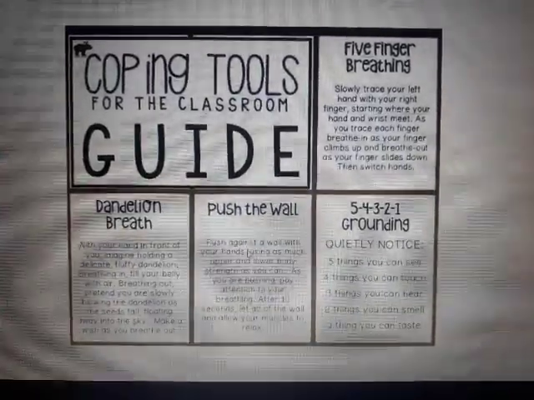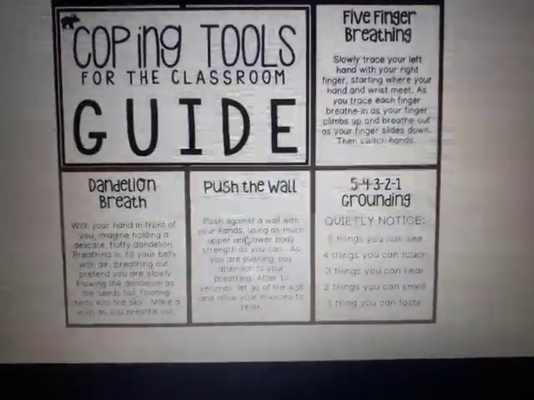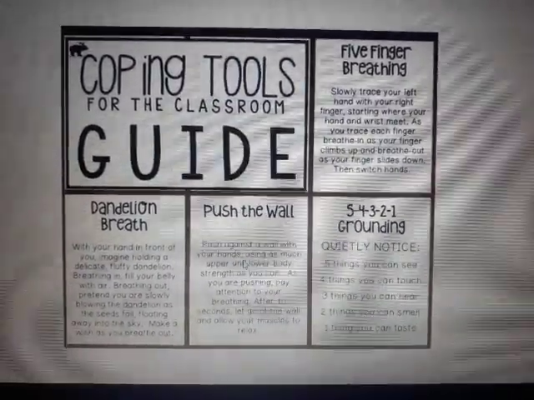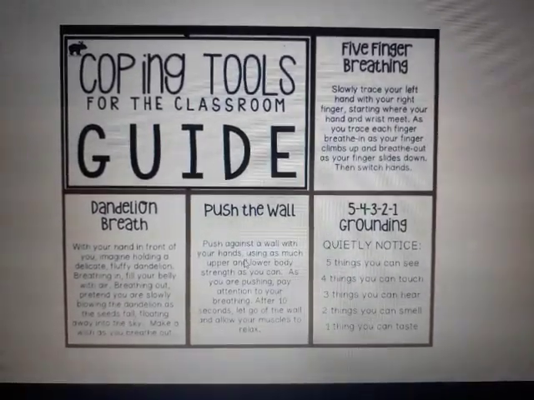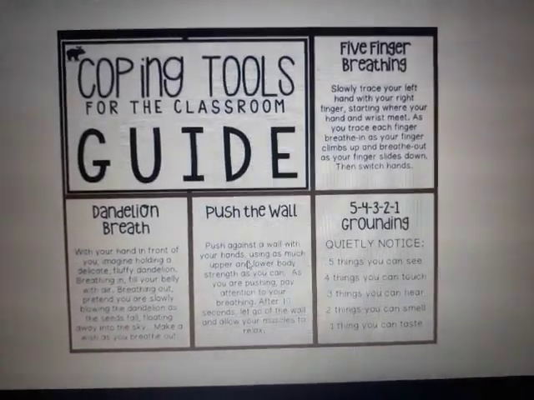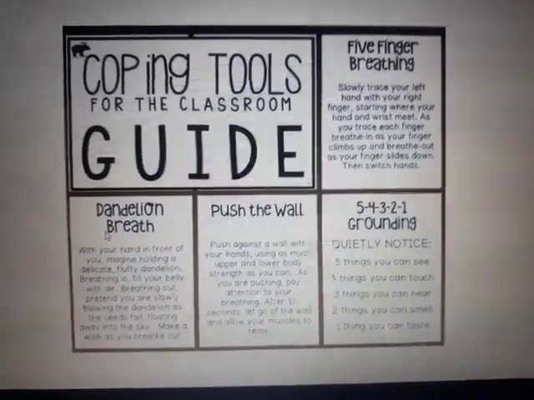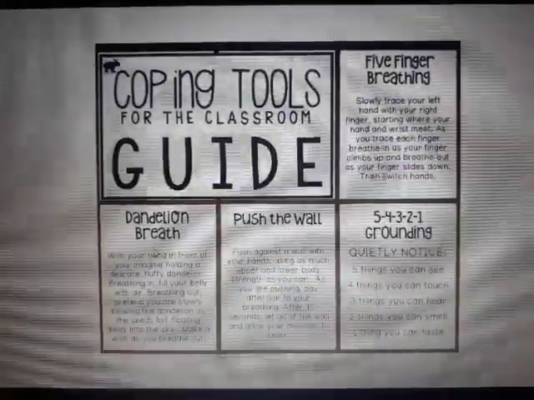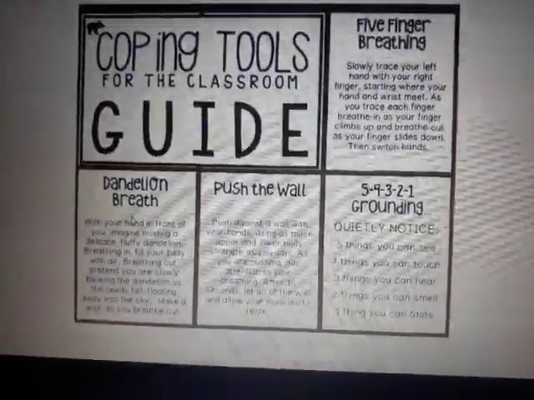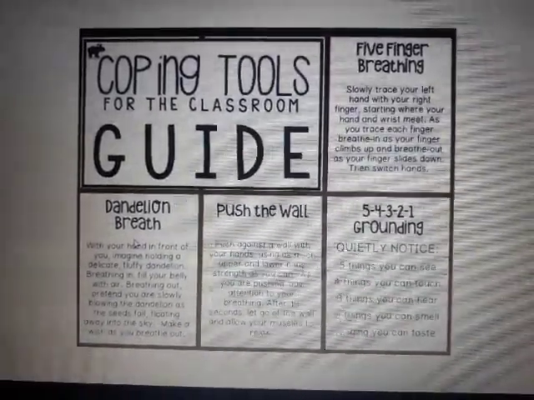Or they can push the wall. Very simple, just push the wall with as much strength as you can. So when the person is pushing the wall, they do it for 10 seconds and they have to pay attention to the breathing. Or they can do the dandelion breath. So with your hand in front of you, imagine you're holding a fluffy dandelion. Breathing in, filling your belly with air, breathe out and pretend that you're slowly blowing away the dandelion.